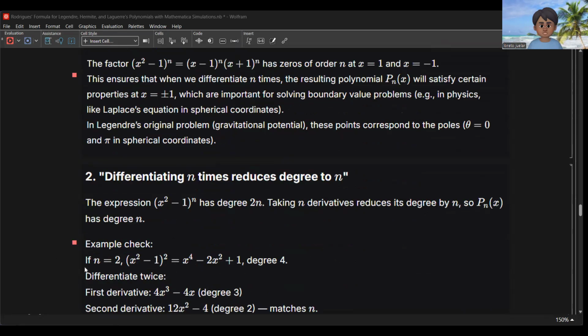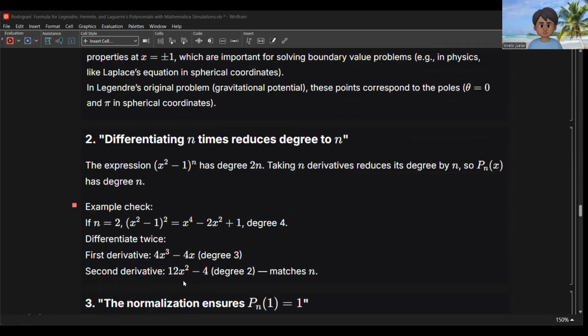So we have an example here. If n equals 2, (x squared minus 1) raised to the 2 is equal to x to the 4 minus 2x squared plus 1. We have degree 4. Differentiating twice, we have 12x squared minus 4. So we have degree 2, which matches n. Matches.